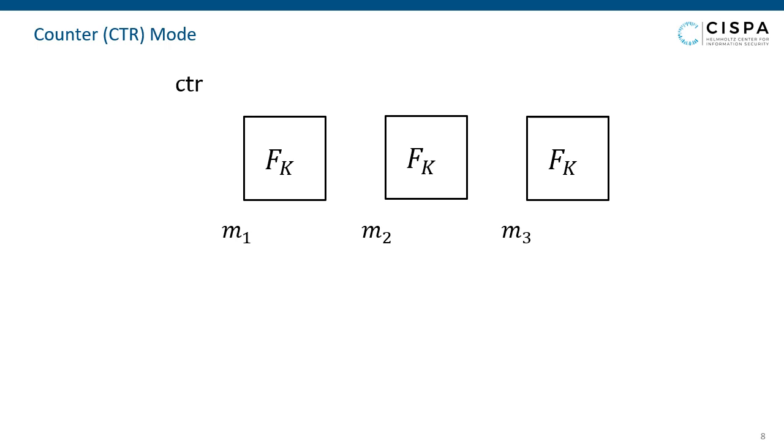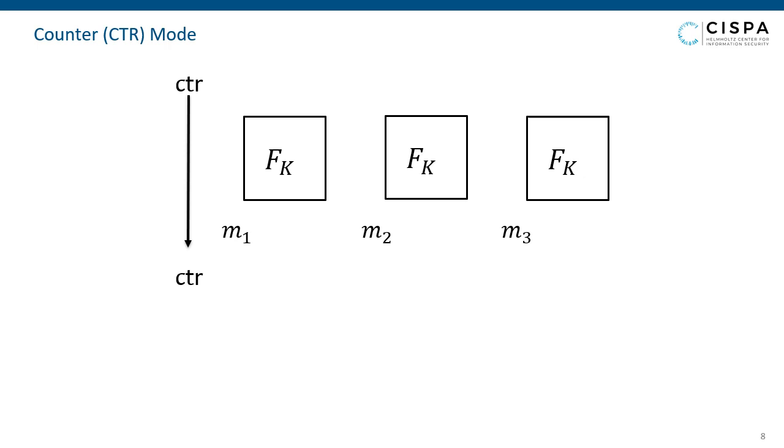The last mode we will look into is the so-called counter mode. And here you encrypt as follows. First, you choose a uniformly random block called CTR. So what used to be the initialization vector is now called the counter. You will see in a moment for what reason we call it counter. And this is the first part of the ciphertext.